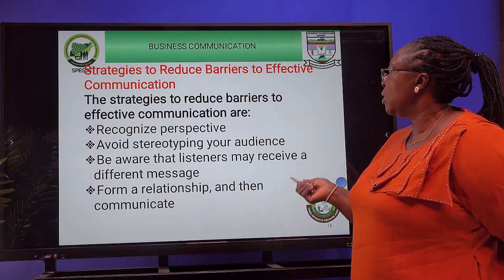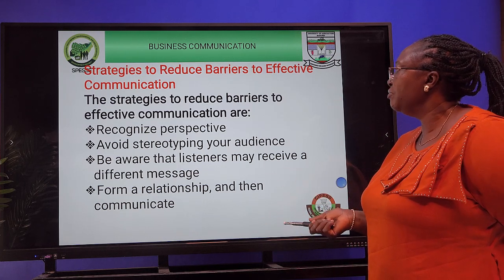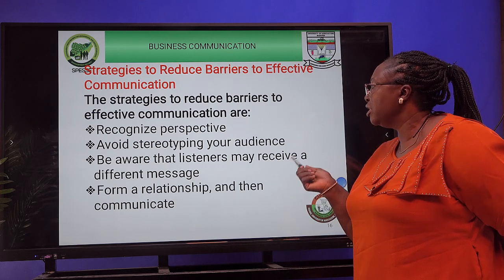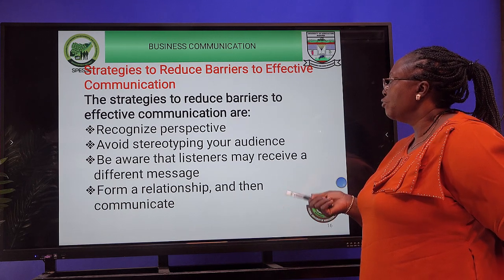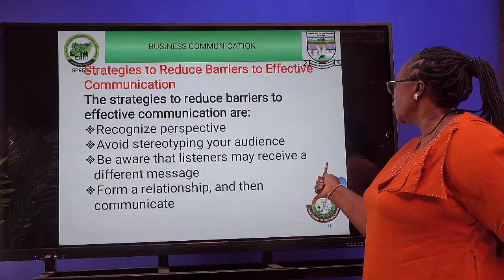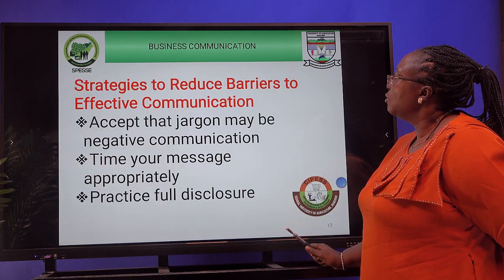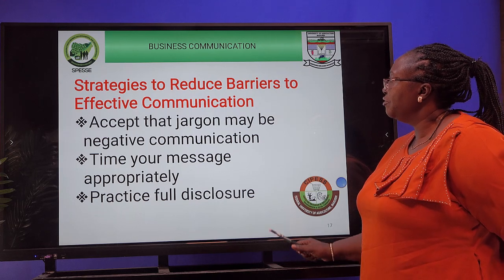You should also be aware that your listeners may receive a different message, so you should be careful with the message that you're passing across. You should form a relationship and then communicate. When you apply these strategies, you will be able to have an effective communication.